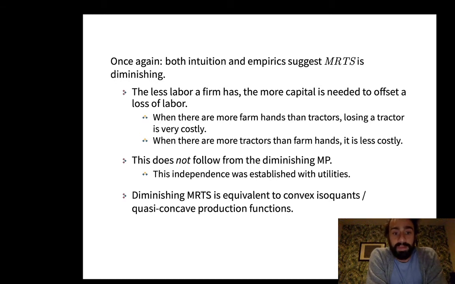What diminishing marginal rate of technical substitution is equivalent to, as one should by now almost be able to talk about in their sleep, is convex isoquants or quasi-concave production functions. So you should be able to see the direct translation of everything we've done, right? Isoquants are indifference curves, production functions are utility functions, marginal rate of technical substitution is marginal rate of substitution, and that's already a theorem that we have, right? We're just translating it into a new language. We're not actually doing anything new mathematically.